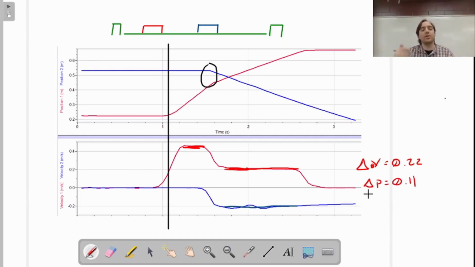I can also look to see how much momentum the other cart gained. In this case, the amount of momentum lost and gained, the difference between these two points, are the same. The amount of momentum lost by the first car is gained by the second car, telling me that there is conservation of momentum going on.